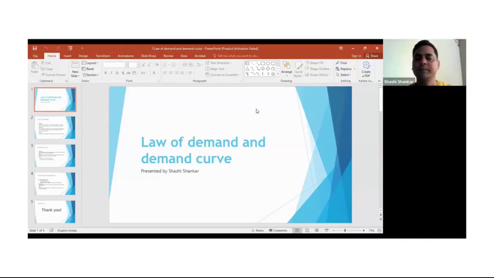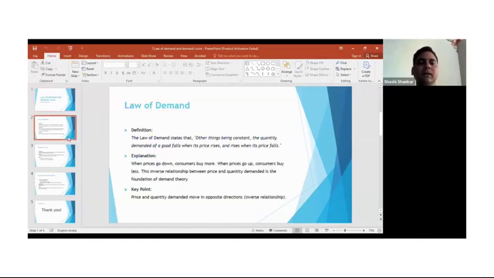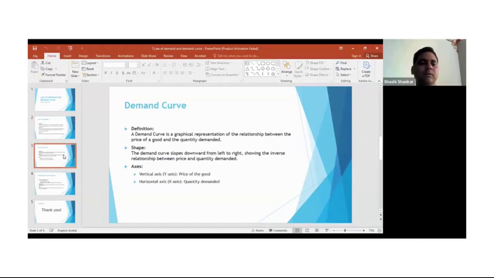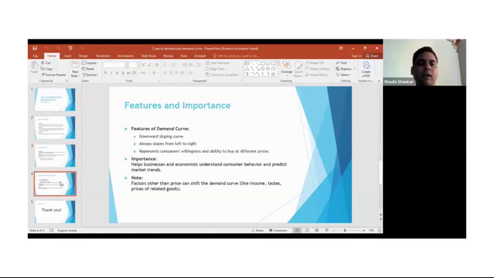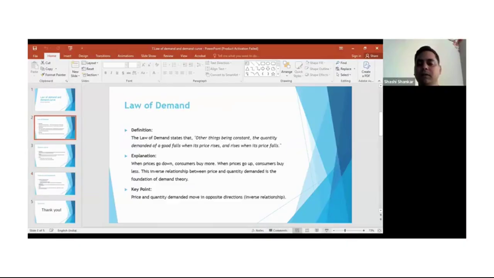This is one of the important topics of economics, and I'll walk us through three segments. First, what is the law of demand, its definition, and some key points. Second, I'll cover the demand curve, and what the shape or slope of the demand curve is. And last, I will cover the features and importance of the law of demand and demand curve. All right, to begin with, the law of demand.